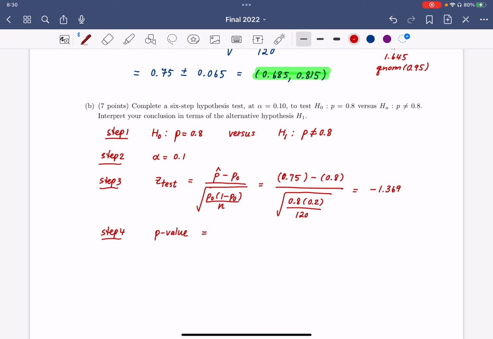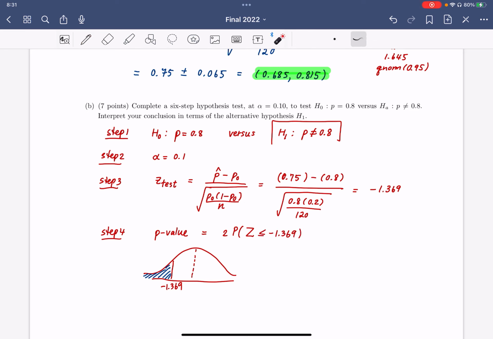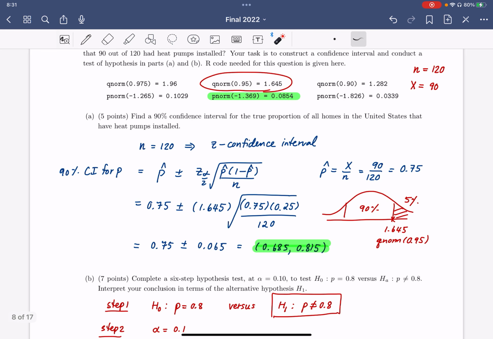This time, because the alternative hypothesis is not equal to, you're going to do 2 times the probability. Let's draw the diagram here, to make sure that everything is good. You have the Z test statistic of negative 1.369, so the left tail is here. That means you need 2 times the probability that Z is less than or equal to negative 1.369. The 2 comes from the not equal to sign. And then for the area on the left tail, you just use the R code: P norm of negative 1.369. Once you hit the P norm here, you should have the same number as you see in the question, which is 0.0854.